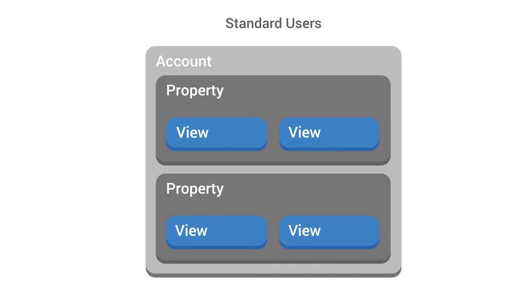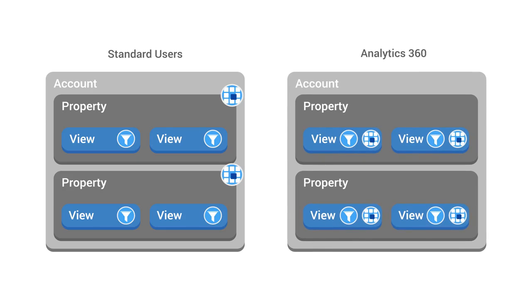For standard users, session sampling occurs at the property level, not the view level. This means that the sample set will be determined at the property level before view level filters are applied. So views that have filters applied may have fewer sessions in the sampled calculation. For Analytics 360 customers, sampling occurs at the view level, so view filters won't impact the sample size.